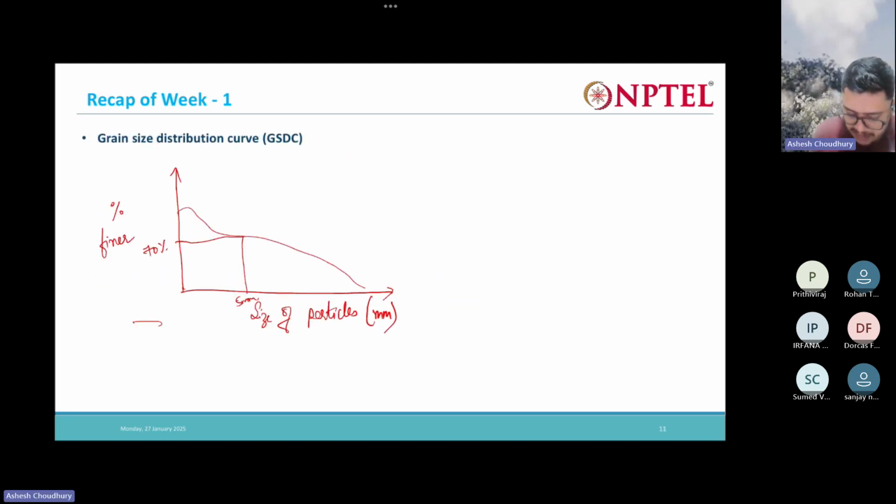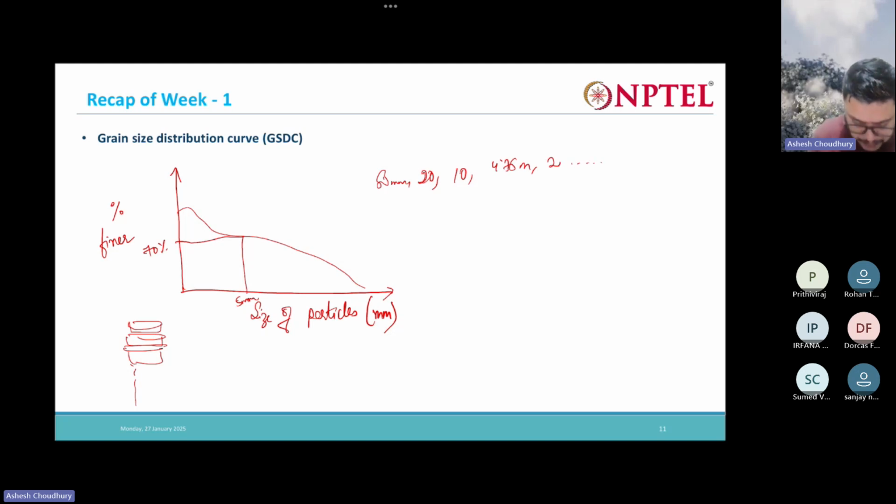So we have sieves of different sizes arranged in a column like this. We put the soil of known mass at the top, and then we put it in the sieve shaker. Then we shake it, and we measure the weight of soil that is retained on each sieve. So what are the general sizes of sieves? The sizes are 80 mm, 20 mm, 10 mm, 4.75 mm, 2 mm, like this.